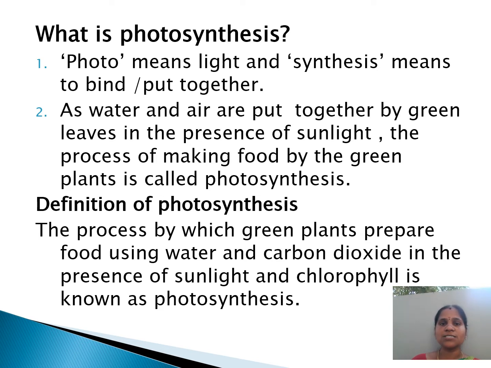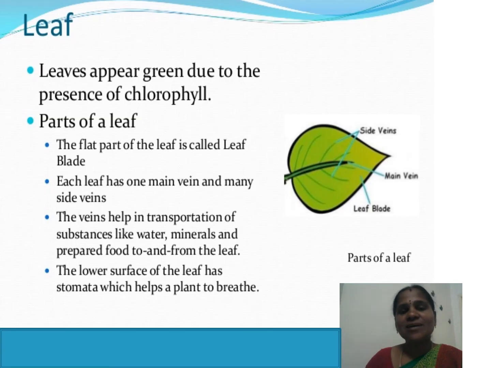Once again I am repeating the definition of photosynthesis. The process by which green plants prepare food using water and carbon dioxide in the presence of sunlight and chlorophyll is known as photosynthesis. Leaf. Leaves appear green due to the presence of chlorophyll. Parts of a leaf. Let us observe the parts. So, these are the parts of a leaf.